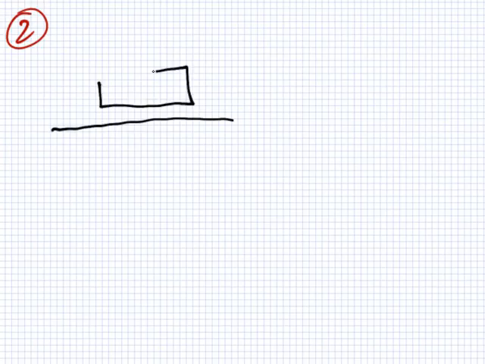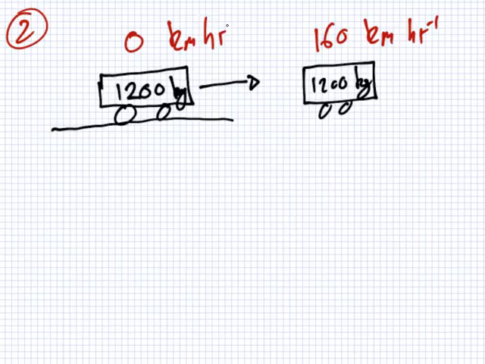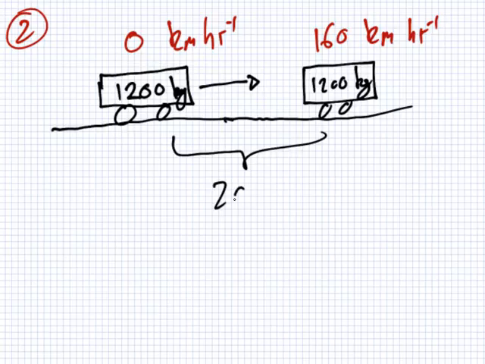A 1,200 kilogram car will accelerate to its top speed of 160 kilometers per hour. 1,200 kilograms. Accelerate to its maximum speed, 160 kilometers per hour. Okay. So its maximum speed is 160 kilometers per hour, and it starts at rest. It took 20 seconds to reach its maximum speed. What is the approximate drag force? Why is this only an approximate?